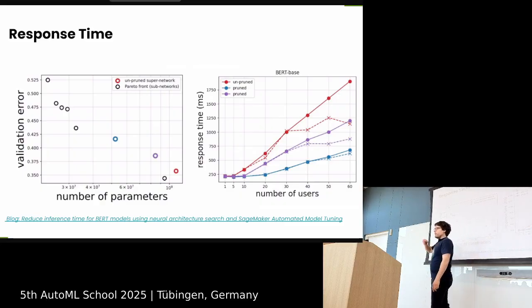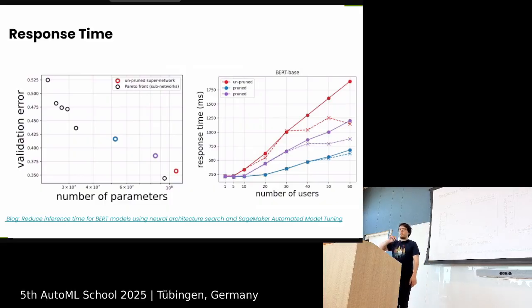And here the solid line is your median, and the dashed line is the mean. And you can see here that at some point it diverges. And that is some throttling effect that we see with SageMaker. So the point essentially is that this pruning actually helps you to really reduce the response time of your system.